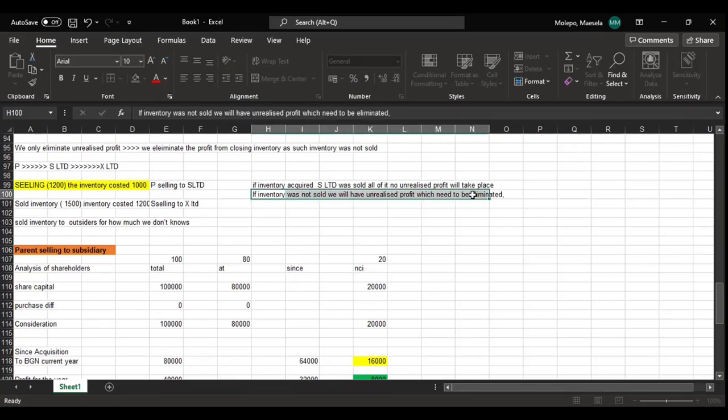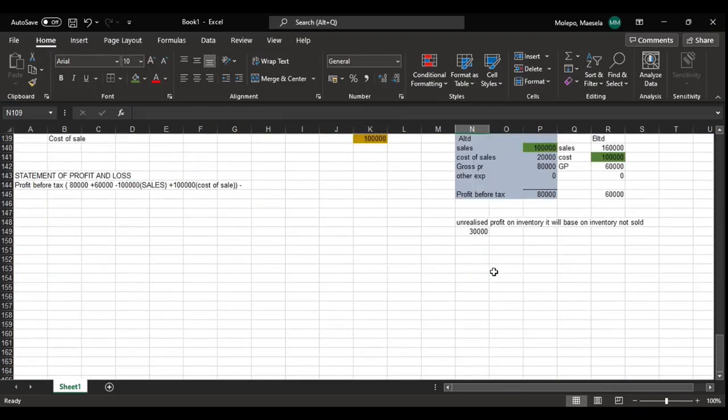Here is the statement. If inventory was not sold, we will have unrealized profit, which needs to be eliminated, because they told us that A Limited made all sales to B Limited. So it means this 30,000 comes from the inventory which was purchased from A. But B didn't sell it all. He is left with 30,000. So for the 30,000, we must calculate the profit on it. So now we're going to say the unrealized profit on inventory is based on the inventory not sold, which is 30,000. So the profit they said is what? At cost plus 25%, right?